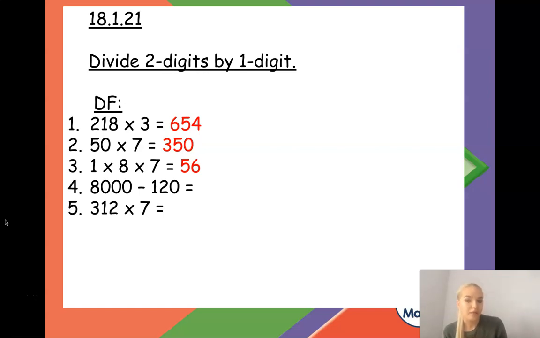Number 4 then, we could use the compensation method to work this out, where we take away 1 from each of the values. So 8,000 take away 1 would be 7,999, subtract 119, which would make it a bit easier to deal with if you're doing the column subtraction method for this one. That gives us the answer of 7,880.